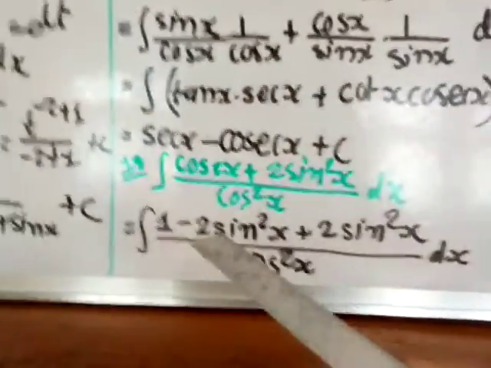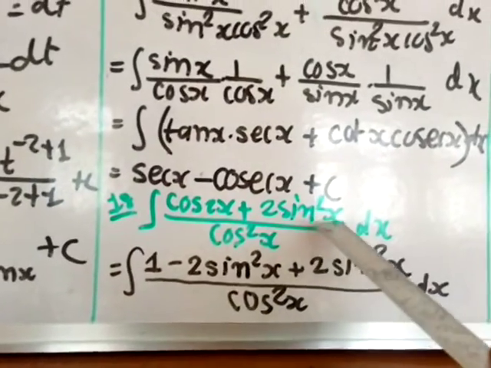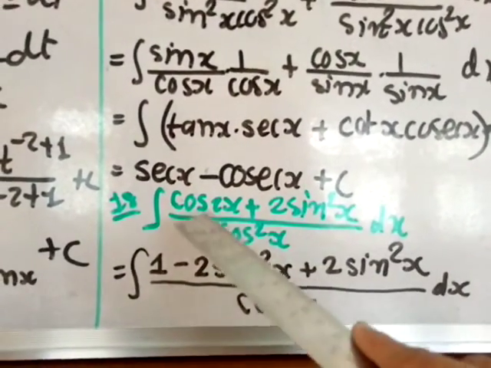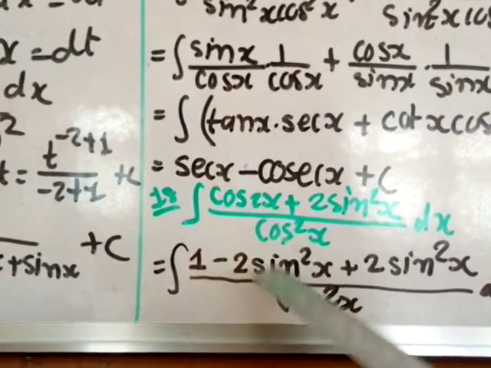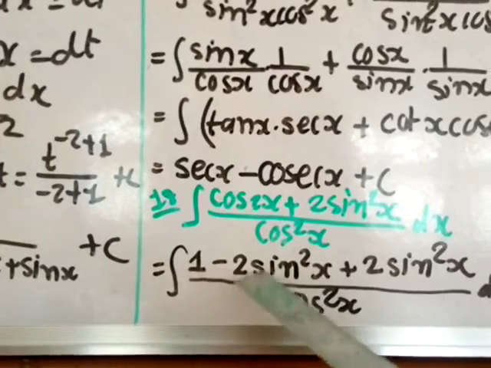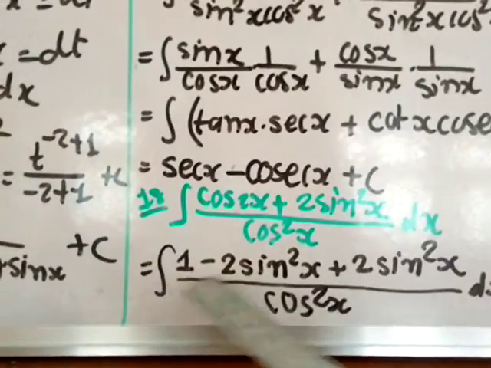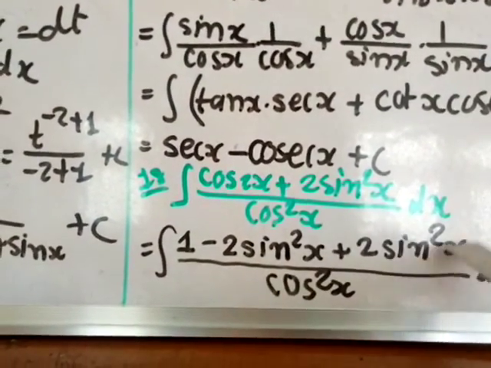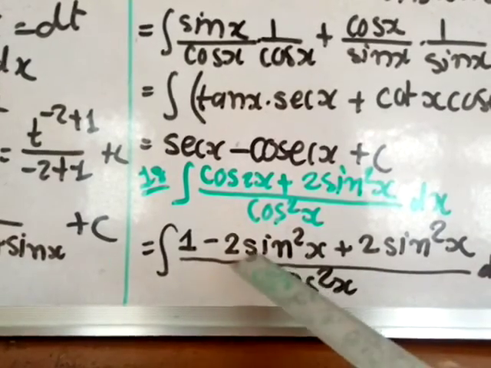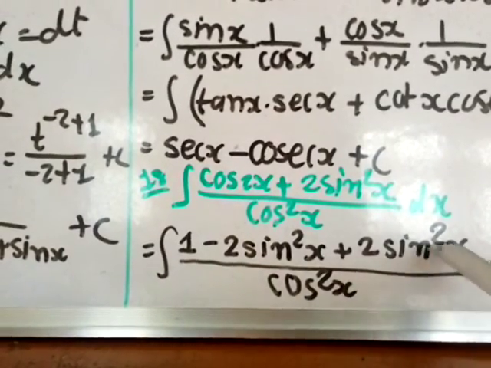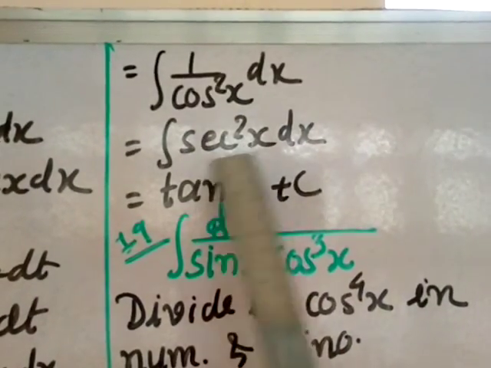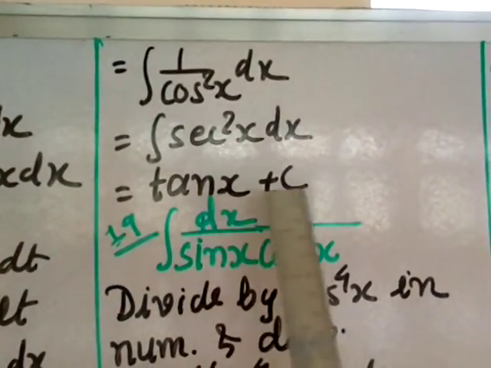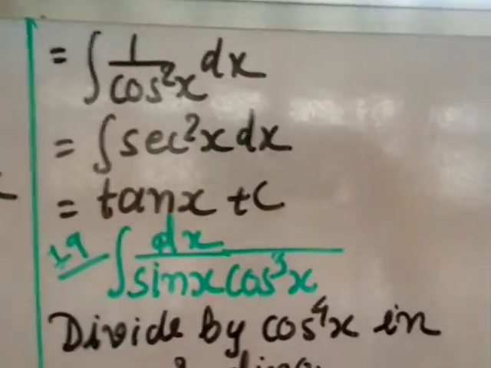Question number 18. Integral cos 2x plus 2 sin square x divided by cos square x dx. I'll use the identity for cos 2x, that is 1 minus 2 sin square x. This is the formula for this. Cos 2x is 1 minus 2 sin square x, because here 2 sin square x is there, so I am using this formula. And plus 2 sin square x as it is, denominator as it is. Minus 2 sin square x plus 2 sin square x cancel, you get 1 by cos square x. So I have written here integral 1 by cos square x dx. 1 by cos square is sec square dx and integral of sec square is tan x plus c. So that is the answer for question number 18.